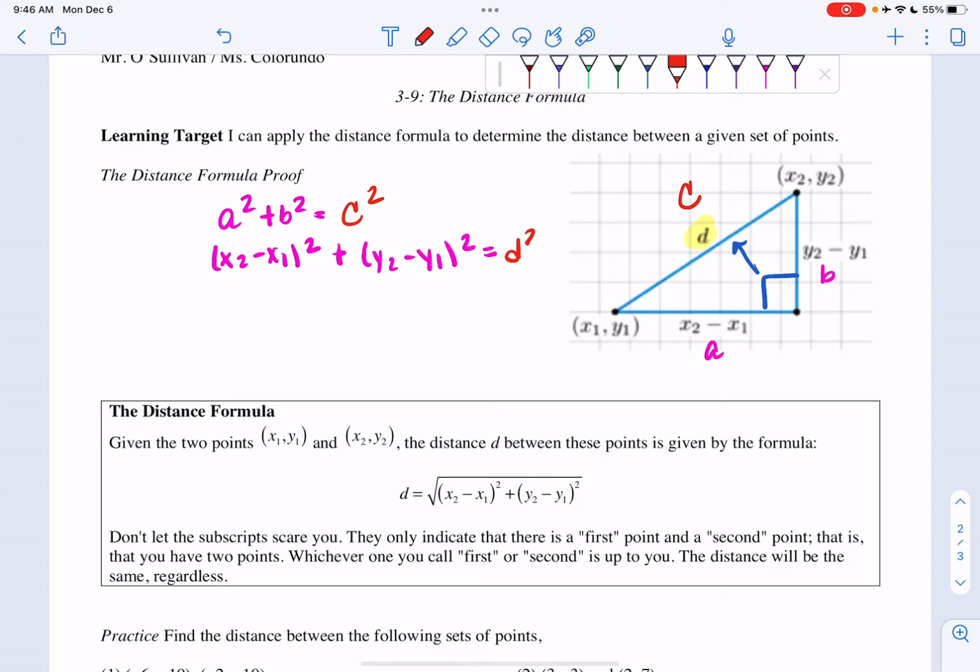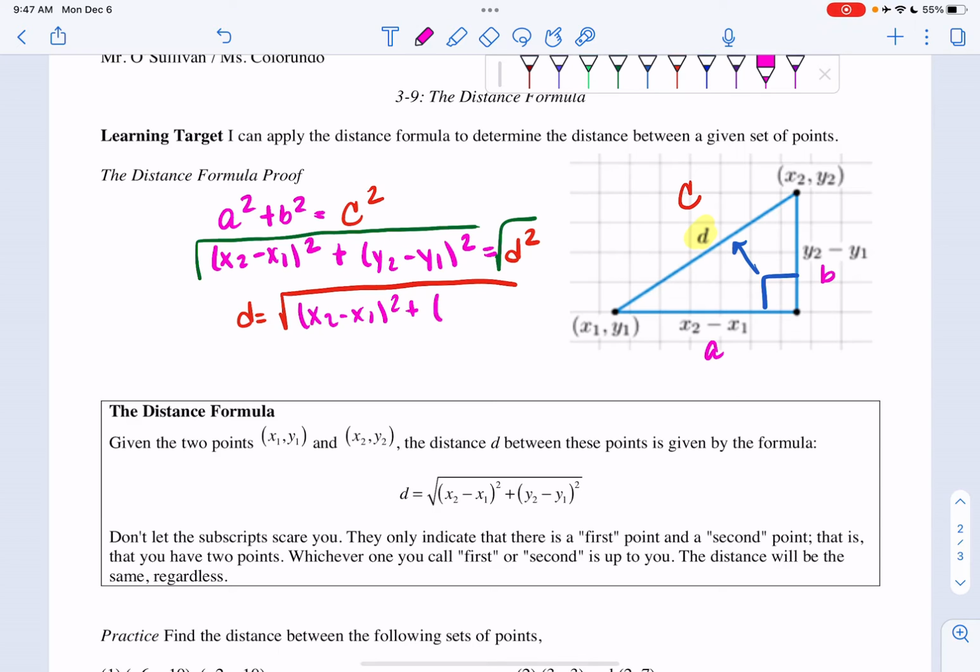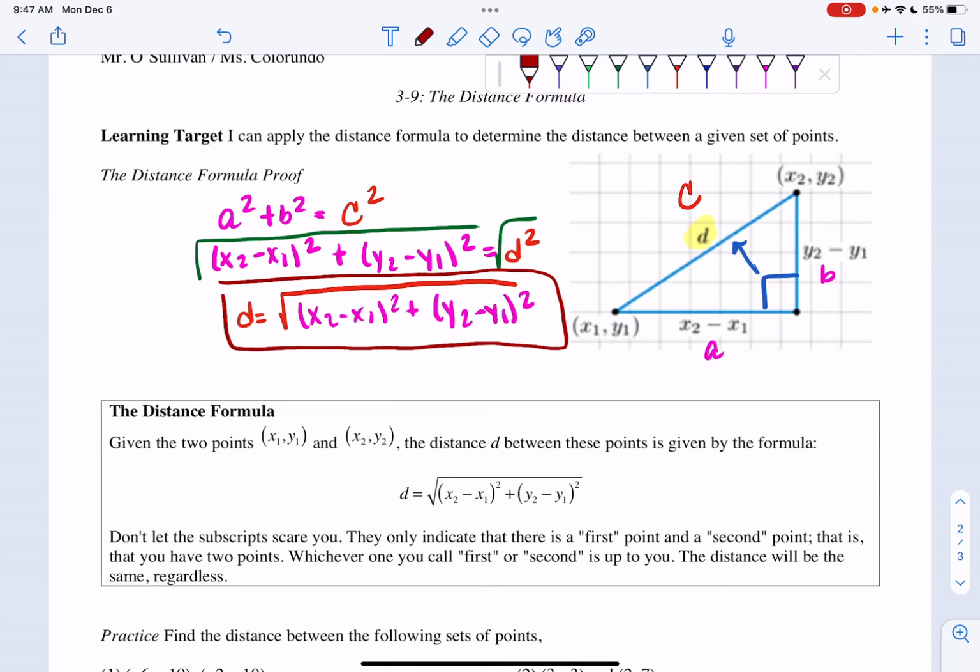So I now have d squared. Thing is, though, I want to solve for d, right? So I'm going to take the square root of both sides because there is a square attached to my d. So I'm going to take the square root, and I get d is equal to the square root of x2 minus x1 squared plus y2 minus y1 squared. And that's your distance formula. You just did your first geometric proof. And you've got to memorize it.